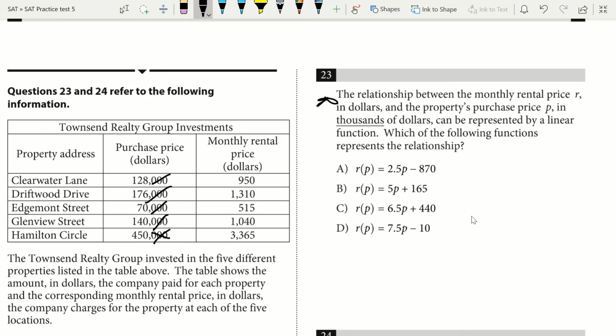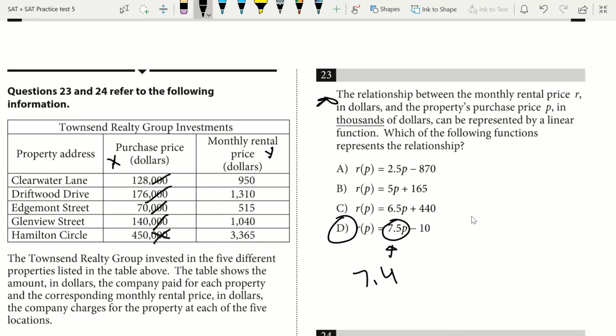So now when I do that, I see I have to find the slope, right? Well, my slope's going to be my rise over run, right? Or my y value, which is R, over my x value, P, right? My increase in y over my increase in x. So when I do that, I'm just going to pick one and I'm going to use it. So I'll pick that 950, that Clearwater Lane, and I'm going to divide it by that 128 to get my slope. When I do that, I get 7.4, which is closest to 7.5, right?